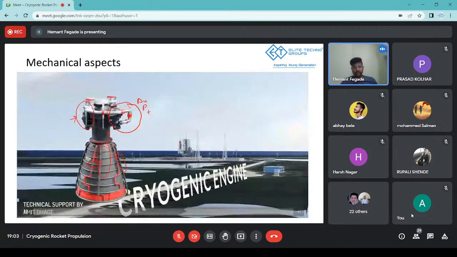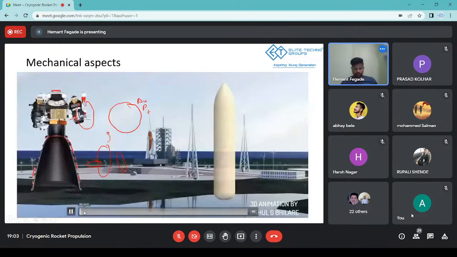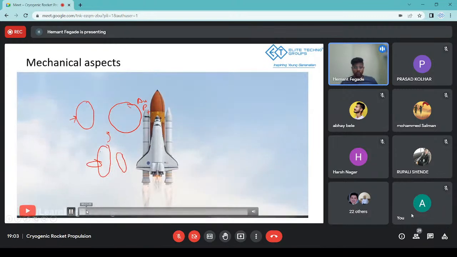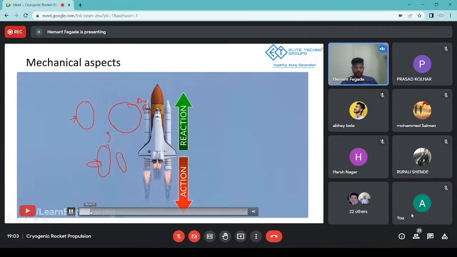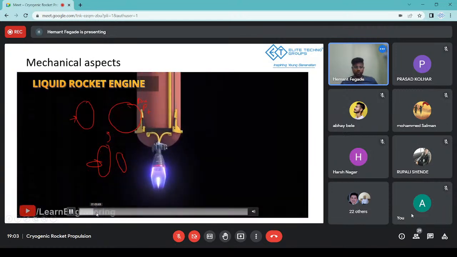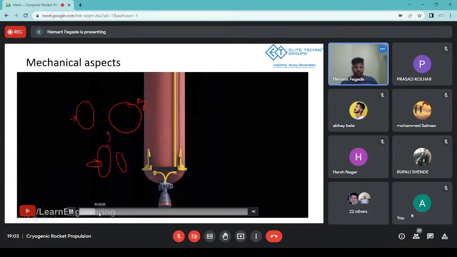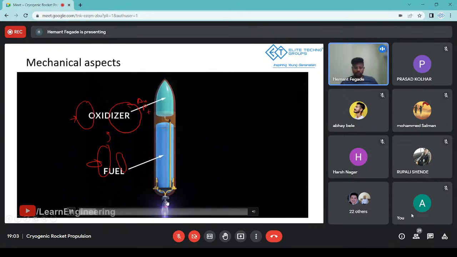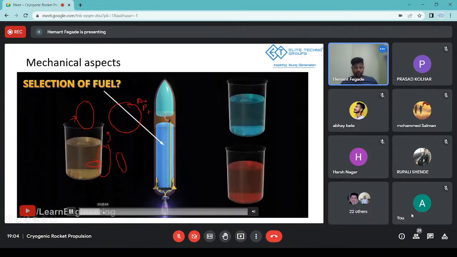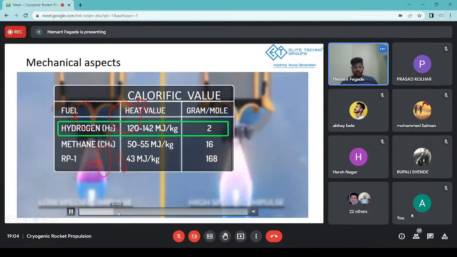So what exactly is done? Let me just show you. In order to generate enough action, you need enough reaction, right? So for that, you will need to generate enough thrust. So you can't just directly inject the fuel into this burning chamber, right? All of these concepts I have explained.